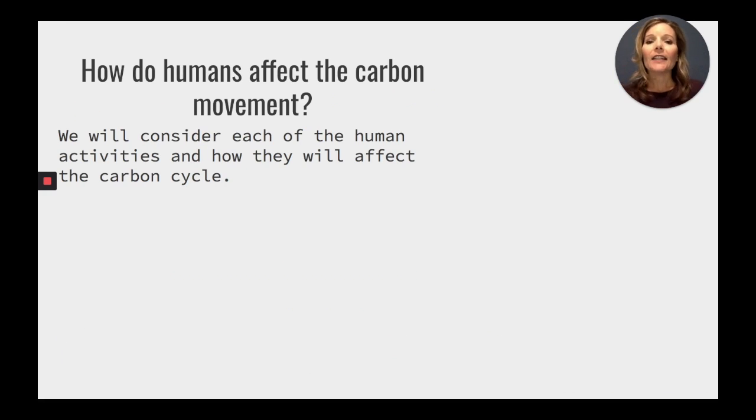The last thing I'd like to talk about with you is how humans affect the carbon movement. We've already touched on this a little bit when we considered the carbon sinks and pools and the flux of movement of that, but let's talk specifically about human activities and how that changes the flux. And so on your paper, we're going to start looking at number 12.